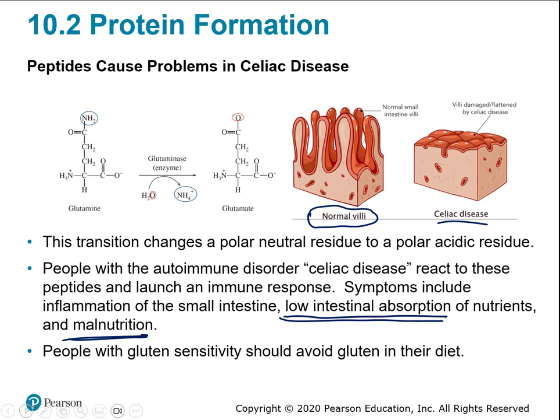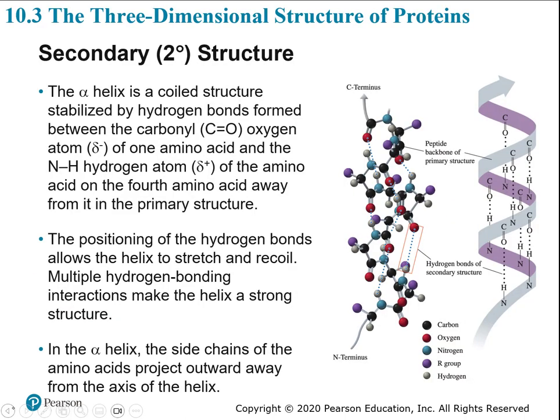And I'll try to give you an example of how this structure affects certain kinds of diseases as we go along. So that's the first example. Primary structure is the order of the amino acids, and celiac disease is an example where that order is a problem. Secondary structure is what happens with that nitrogen carbon chain.